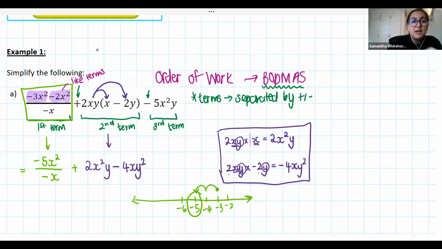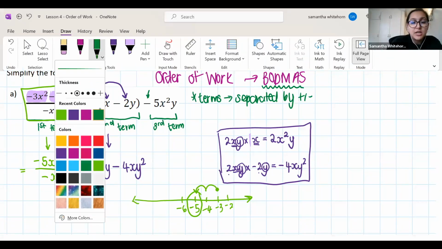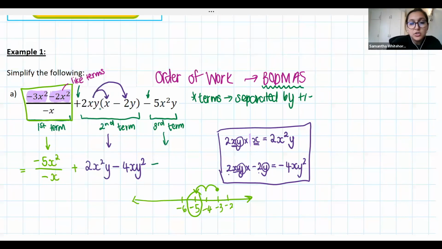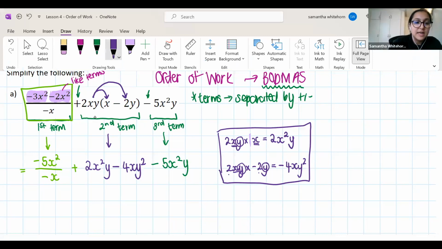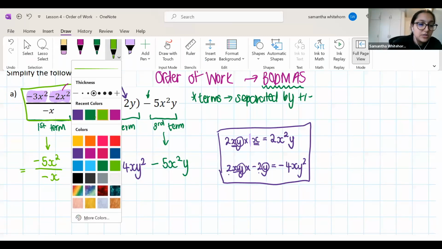Term 3, I didn't have to do anything. There's no multiplication or division that I need to do here. So term 3 just stays minus 5x squared y. So what I start to see is that I'm starting to simplify my expression by dealing with division and distribution as I go along. Right, so if I go back to my first term, remember I said I haven't finished simplifying this yet. I still now need to do this division.